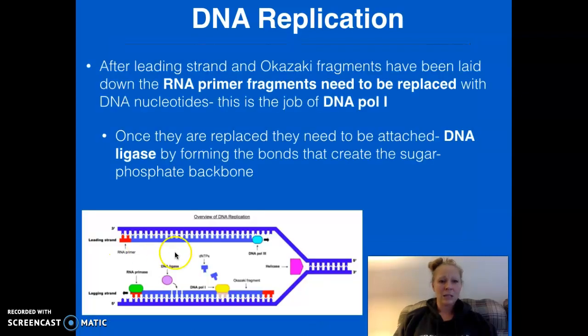So here's our last slide. After the Okazaki fragments have been laid down, the primer needs to be replaced. So DNA polymerase will replace the RNA fragments with DNA nucleotides. And so they're not actually bonded yet. What DNA ligase does is attach them, bond them, and create that sugar phosphate backbone. All right, so that's 16.2.